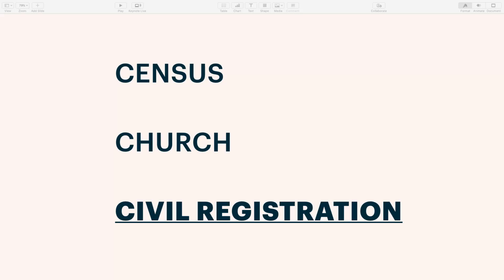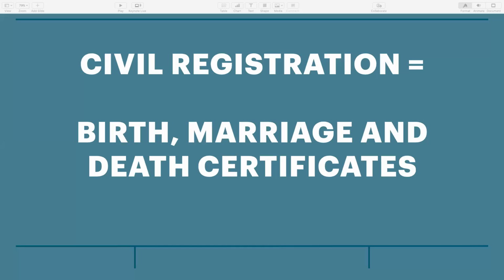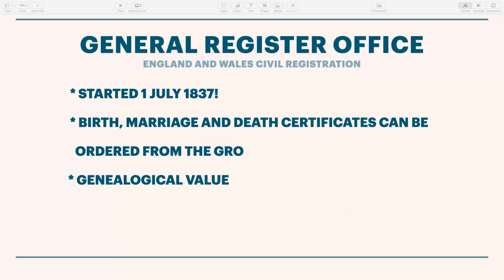Now, what is a civil registration? It's a big word for birth, marriage, and death certificates, and you're probably familiar with those. These are taken by the government, or in the United States, the states do this, but civil registration is these great certificates. And the GRO, the General Register Office, is the England and Wales civil registration records. It's the repository of those records.